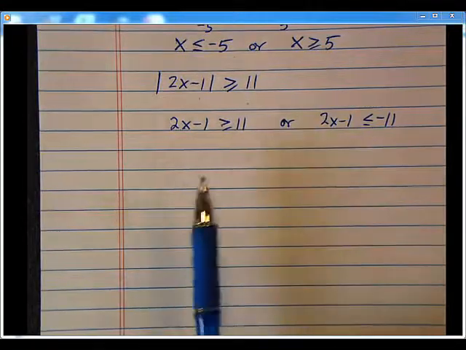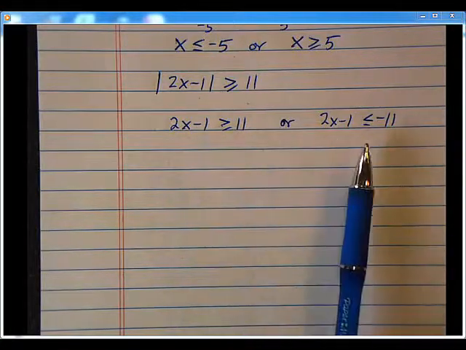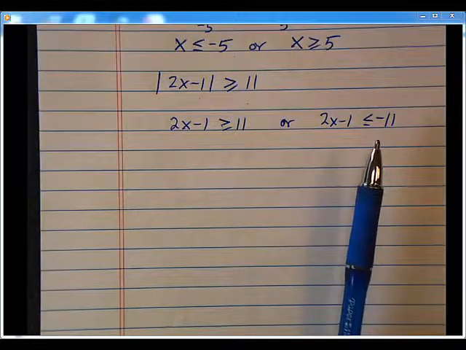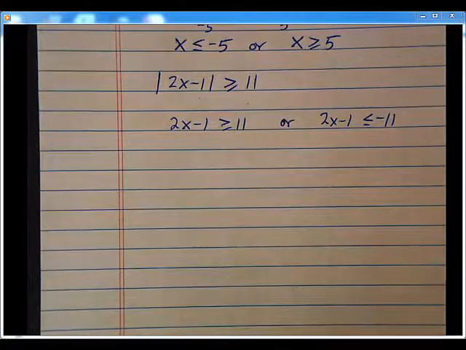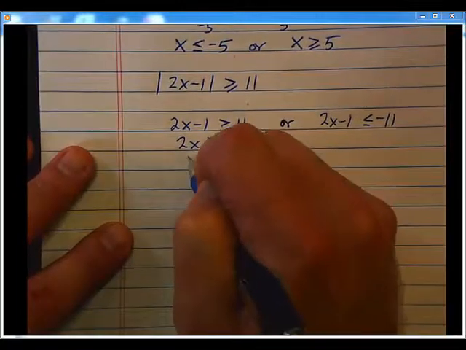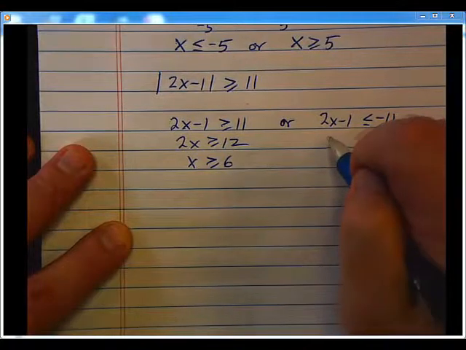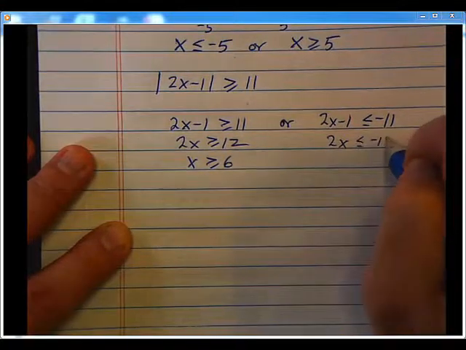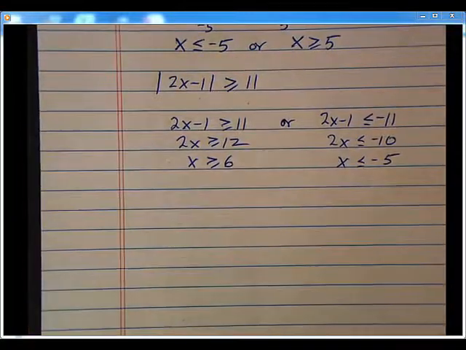Alright, so we have our two separate answers, one greater than or equal to 11, one less than or equal to -11. We solve each one individually, see what we get for an answer. Over here we're going to add 1, 2x is greater than or equal to 12, divide, x is greater than or equal to 6. Add 1 over here, 2x is less than or equal to -10, x is less than or equal to -5.